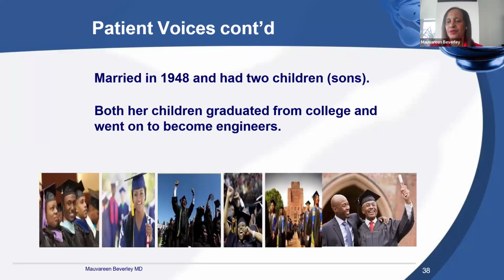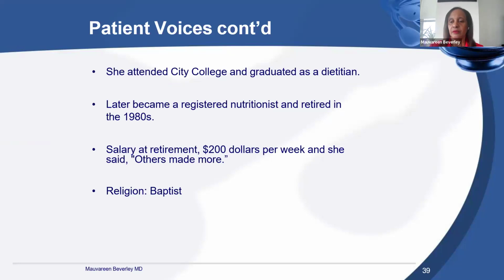She got married in 1948, had 2 children. Both her children graduated from college. One became an electrical engineer, and the other became a mechanical engineer. And if you're from New York, I'm sure you're familiar with Stuyvesant High School. Her 2 children were 2 of 5 black children to integrate Stuyvesant High School. She continued her education, became a dietitian, later became a registered nutritionist, and retired in the 1980s. I said, salary retirement, $200 a week. And she said, others made more. Read between the lines. Religion, Baptist.